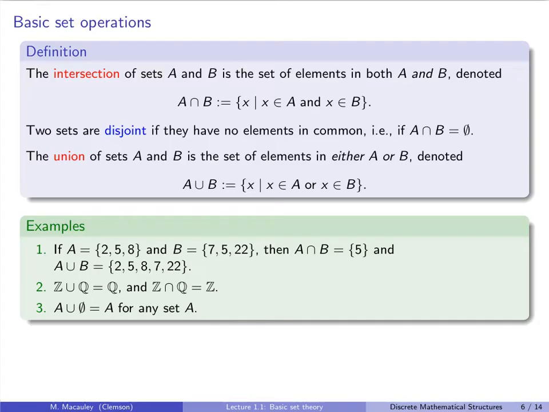Example 3. If we take any set A and union it with the empty set, then we get back A, because we're throwing in nothing.